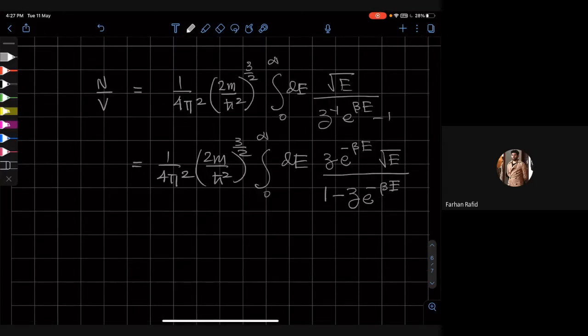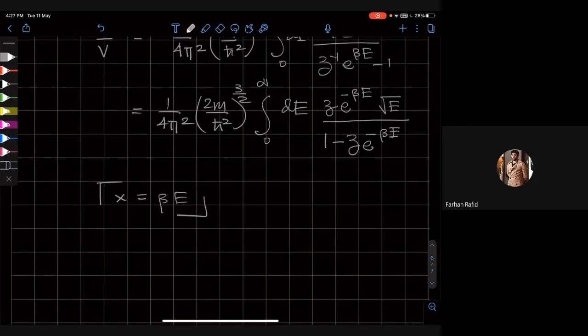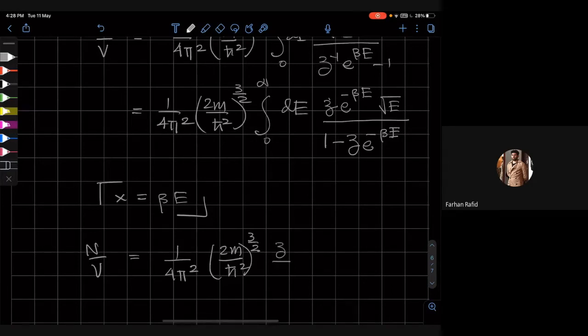And then we can introduce a new variable x, which is beta epsilon. Now, if I introduce this new variable, then my N over V becomes 1 over 4 pi squared times 2m by h bar squared to the 3/2. Then I factor out this z, and because I have to change the variable, I get a factor of beta to the power minus 3/2, and then we have the integral from 0 to infinity of dx e to the power minus x square root of x divided by 1 minus z e to the power minus x.